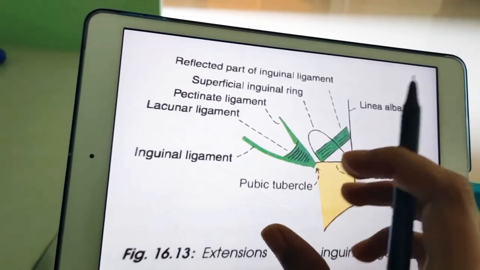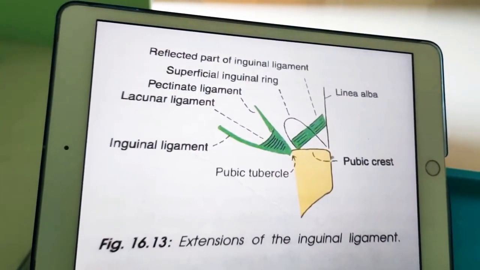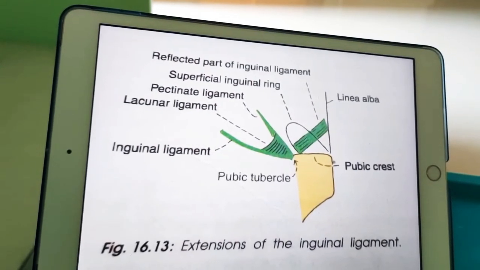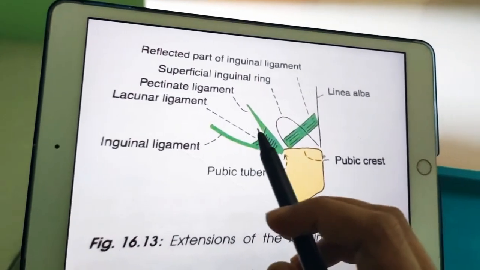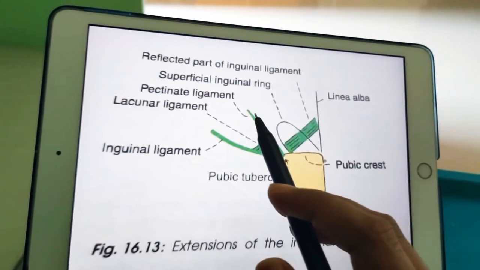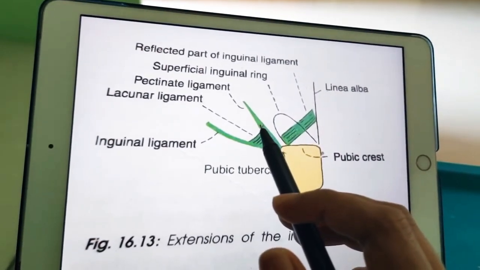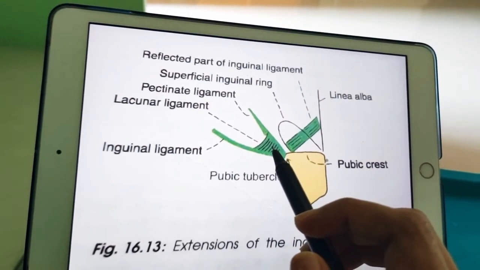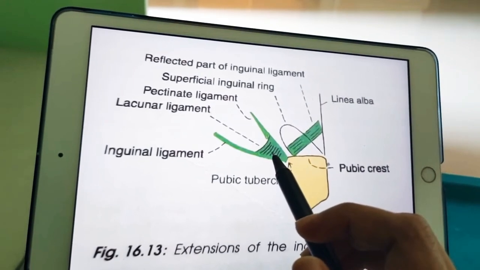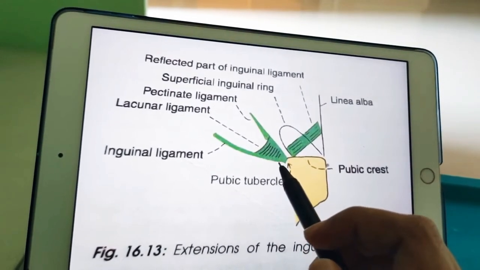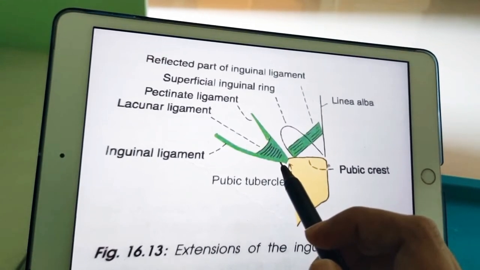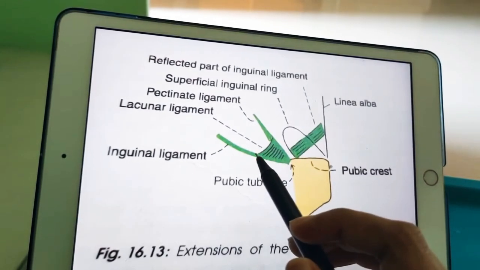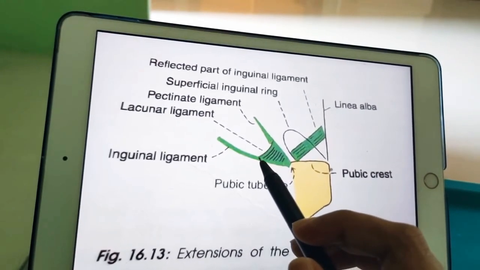So what are the extensions? This diagram is now useful for us because of extensions. So first you have the pectineal part of inguinal ligament. You can see here, this is the pectinate ligament. So this is nothing but the pectineal part of the inguinal ligament. Or you can also have a lacunar ligament, which is triangular, and anteriorly it is attached to the medial end of inguinal ligament, you can see here, and posteriorly it is attached to pecten pubis. So posteriorly it is attached to pecten pubis here.